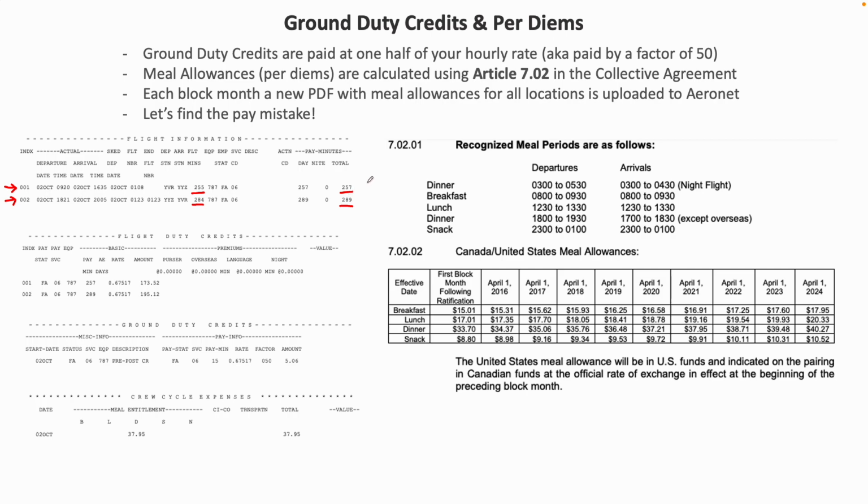So what I want to make sure with index item number 1 and 2 is that I am paid for the number of minutes I actually flew and not just the scheduled ones. So if I look under flight duty credits for index item number 1, I can see that I'm being paid for 257 minutes and not 255, so that one is okay. And then for index item number 2, I see that I'm being paid for 289 minutes and not 284, so again, that one's okay. No issues there.